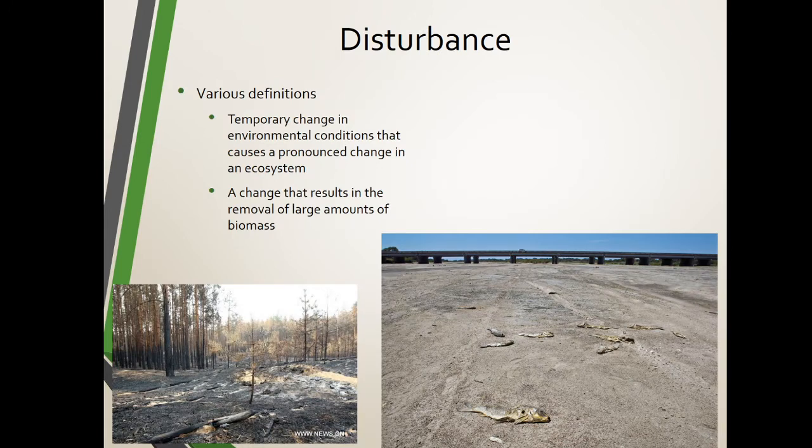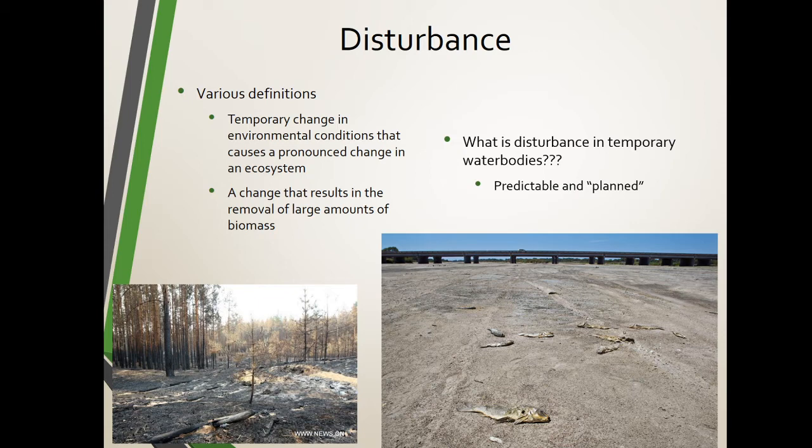A lot of people think of these systems as very highly disturbed systems, right? How do you define disturbance, though, in an ecological sense? It is a temporary change in environmental conditions that causes a pronounced change in an ecosystem, or a change that results in the removal of large amounts of biomass. Like a forest fire here removes a lot of biomass. A river drying out or a wetland drying out certainly causes a pronounced change in the ecosystem. But I want to know, what is disturbance in a temporary water body?